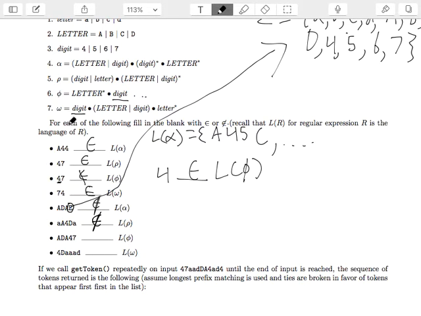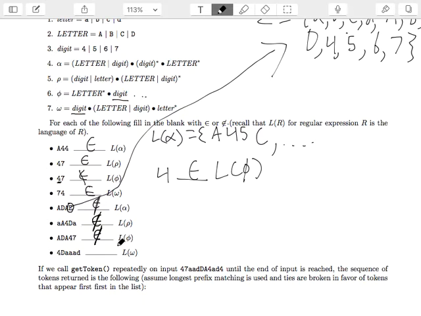All right, phi. Does this match phi? You guys are going to get like 50% as a group. So we have letter star, right? So capital A, capital B, capital A, do those all match letter star? Does four match? Yes. Digit. But then there's another digit. There's another digit. Nothing afterwards. Exactly. So it does not match, right? This seven does not match anything in this regular expression.